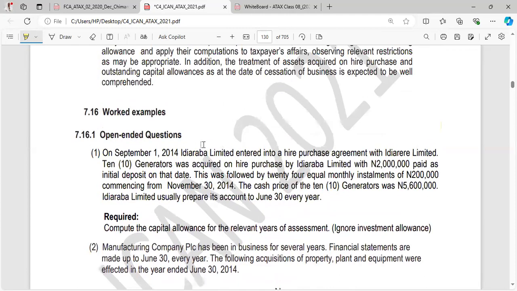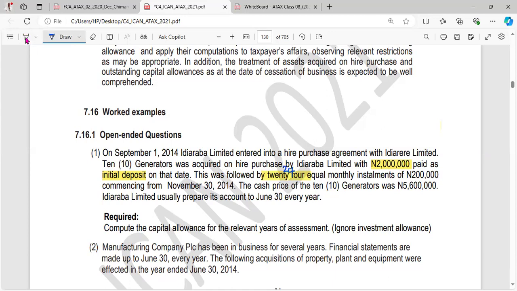On September 1, 2014, Idiaraba Limited entered into a hire purchase agreement with Idiarere Limited. 10 generators were acquired on hire purchase with 2 million naira paid as initial deposit. So this 2 million naira is the initial deposit on that date. This was followed by 24 monthly installments. If you were in the exam and they give you 24 in words, it's good for you to change it to figures.